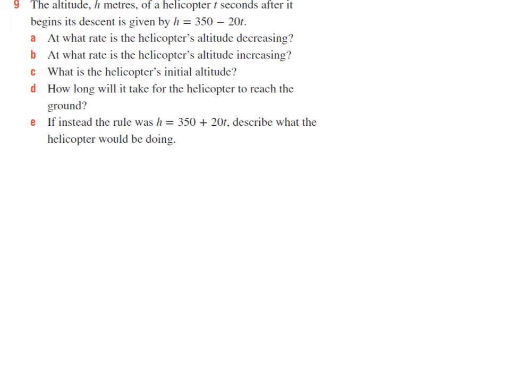So if we were to draw this, let's start off by drawing this. So the height, h, and we've got time, t. Now, when t is equal to 0, what is its height? Well, its height is 350, so it's going to be here. So we're at 0 and 350. And now that answers one of the questions already. What is the helicopter's initial altitude? It's there. And it's telling us that it is descending.